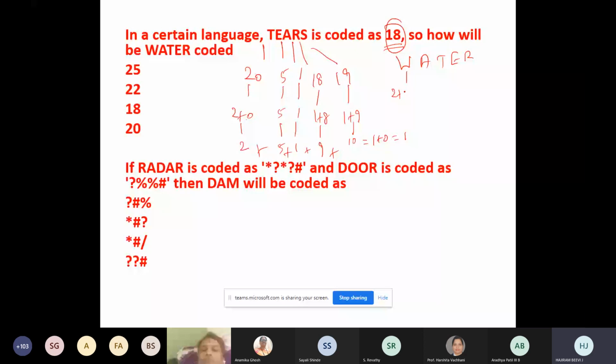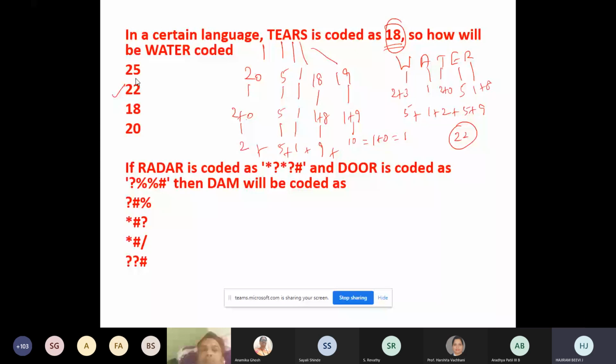Then A is 1. Then T is 20. Then E is 5. Then R is 18. So 2 plus 3 means it is 5. Then 1, 2 plus 0, 2. Then 5, 1 plus 8, it is 9. So add all the numbers: 6, 8, 13. Then 13 plus 9, it is 22. So the right answer is 22.